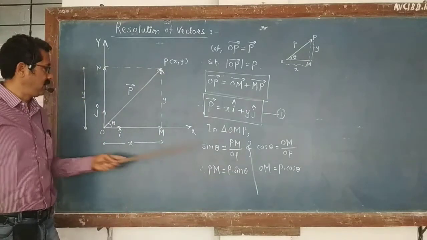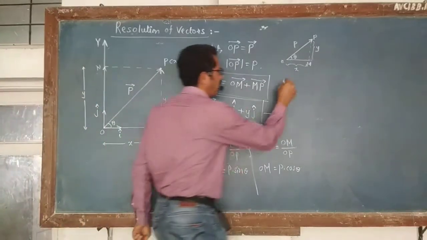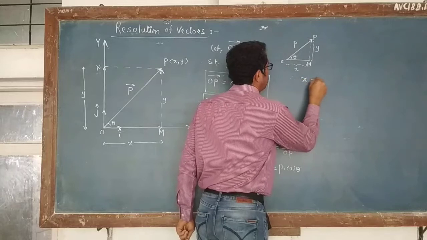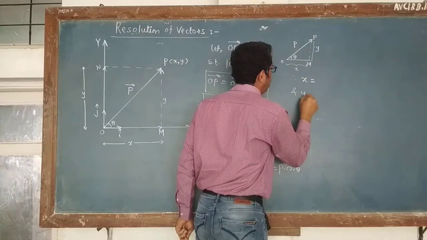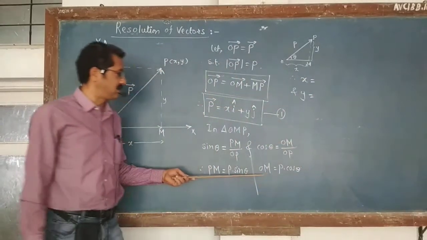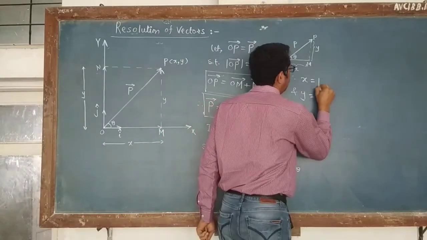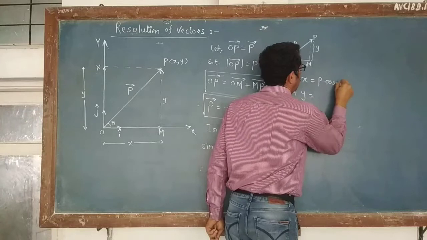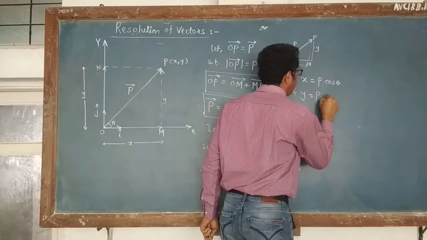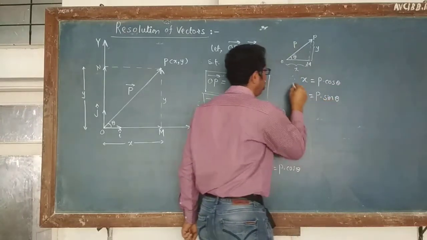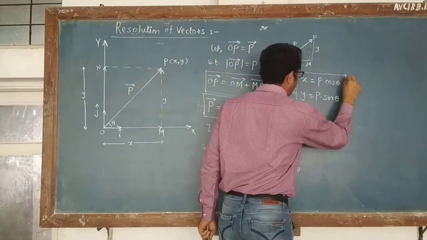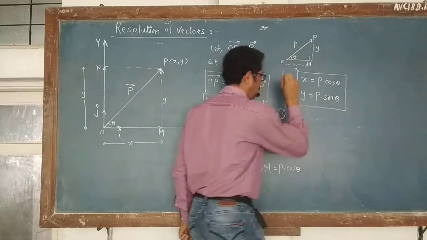So therefore PM means Y. So therefore I find that X is equal to something and Y is equal to something. So I find X means OM is equal to P cos theta and Y is equal to P sin theta. They are the two resolved components of this particular vector.